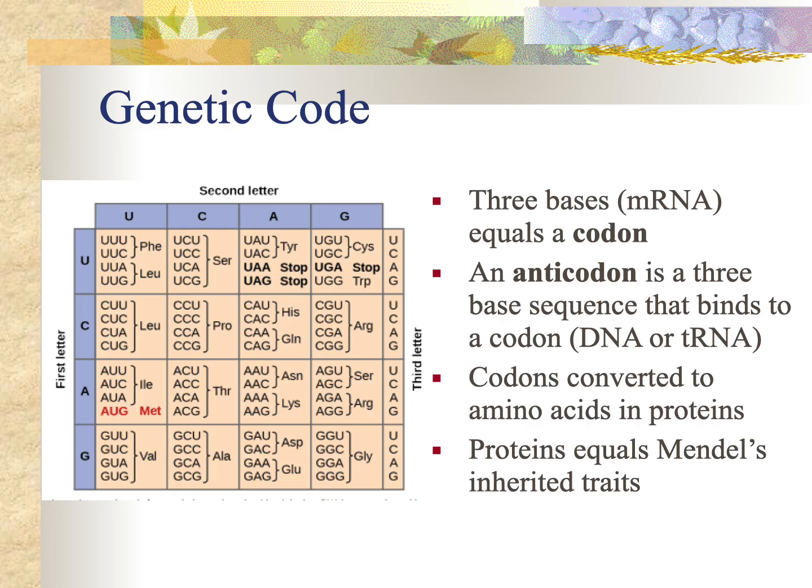And so note that almost all proteins start with the amino acid methionine, which is coded for by the codon AUG, which is often referred to as the start codon. And then there are three stop codons.